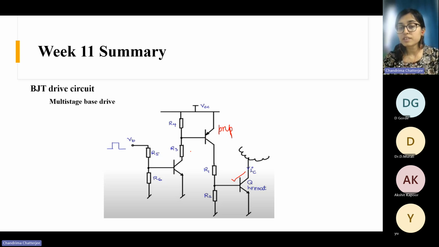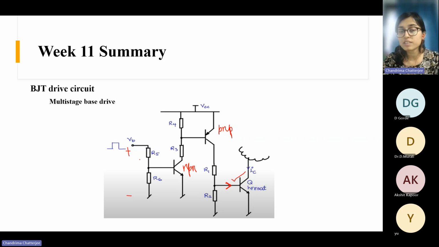Here there is a PNP transistor, and again, there is an NPN transistor, right? And you can also have several more stages based on your requirement. So why do you need this multi-stage base drive circuit? Because suppose you want a particular amount of base current to flow here, but you are connecting some source, and this source can't give this amount of current. It is not capable of sourcing this amount of current. So what will you do? You will use this multi-stage circuit.